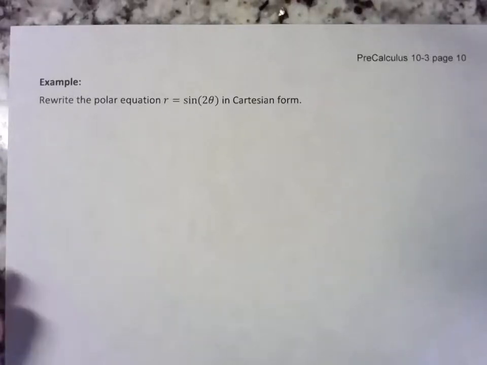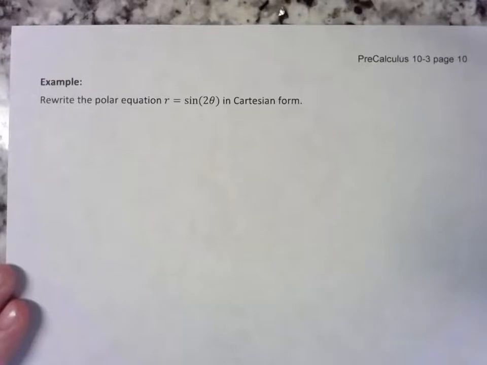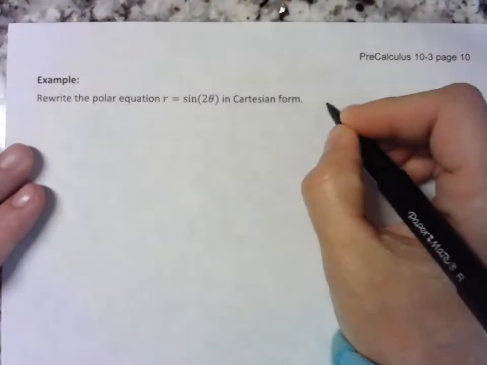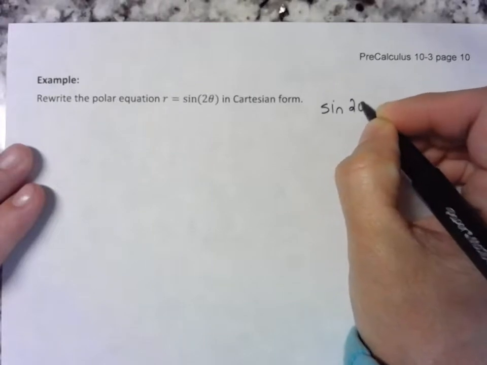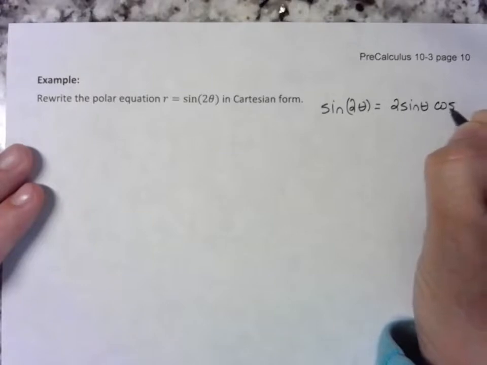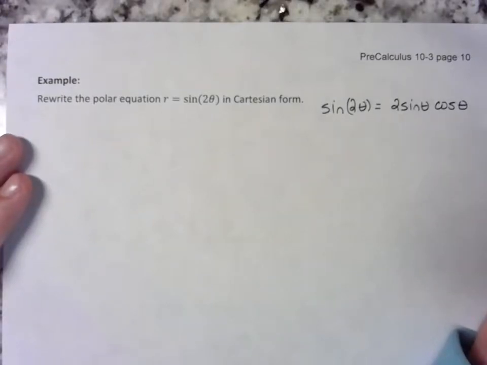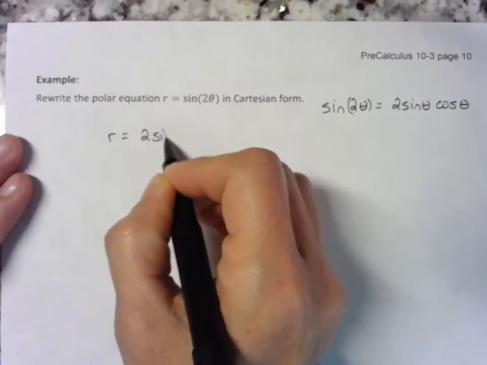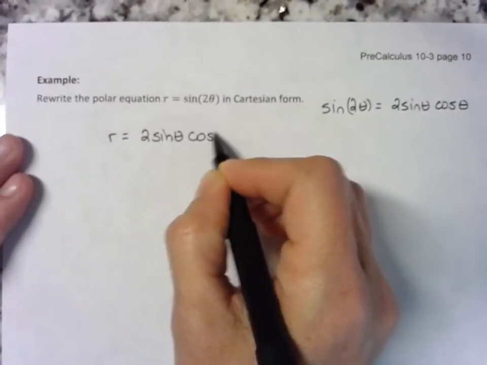Okay, finally, rewrite the polar equation r equals sine 2 theta in Cartesian form. So again, we want to change our r and theta into x and y. Remember that sine of 2 theta is equal to 2 sine theta cosine theta. That's one of your identities. So we can rewrite this as r is equal to 2 sine theta cosine theta.